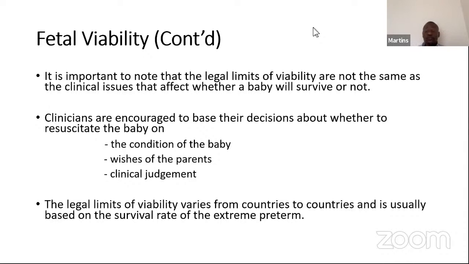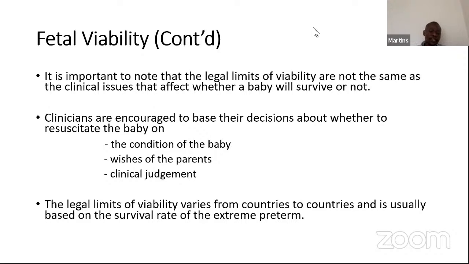So clinicians are basically encouraged to base this decision on the condition of the baby, the wishes of the parents, and the clinical judgment. How is this baby? What is your prognosis of the baby? Have you done a risk assessment for this baby? Now, in doing a risk assessment, you should be able to assess if a baby falls into the moderate risk, the high risk, or what I'll call the severe high risk, where the chances of survival are very slim and you want to palliate the baby. For a moderate risk, you want to resuscitate the baby. And for the high risk, you want to weigh your decisions and then discuss with the parents and the obstetrician.